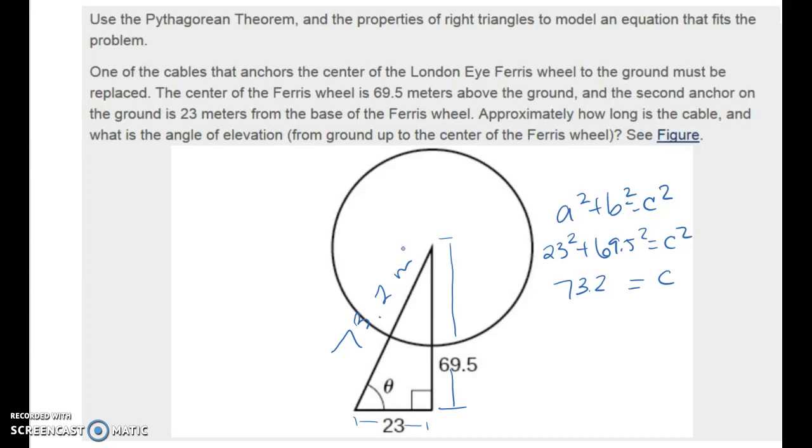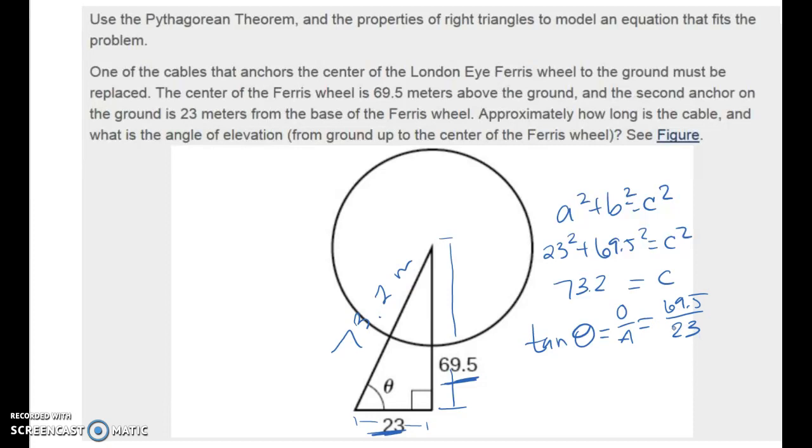Then it says find the angle of elevation. Well, I have all 3 sides of the triangle, and so I can really use any of my 6 trig functions that I would like, but I am going to use tangent with this one, because if you think about SOHCAHTOA and think about tangent, this would be opposite over adjacent. And opposite would be 69.5, adjacent would be 23, and so I would not be messing with my calculation. So if it was a 2-part problem, I don't have to go, man, I hope I got 73.2 right.